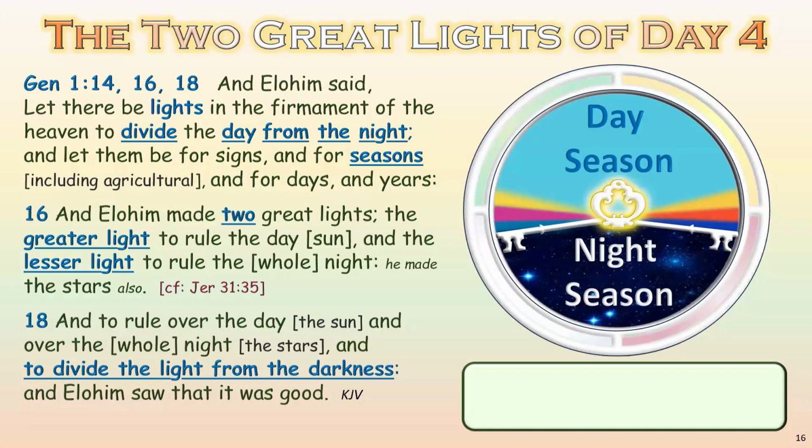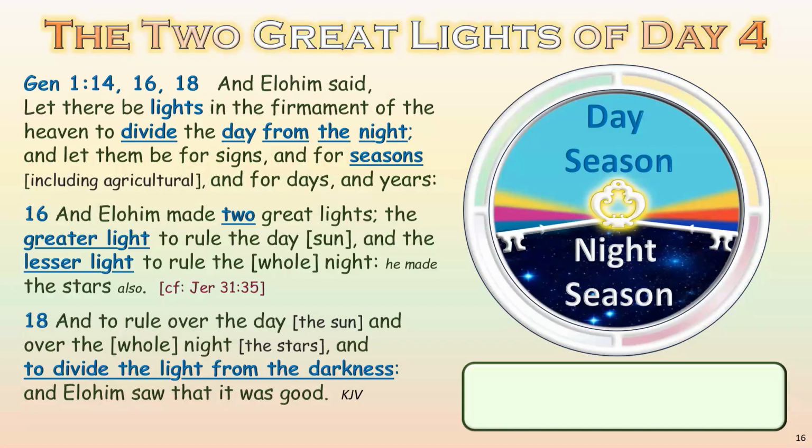And Elohim made 2 great lights. The greater light to rule the day, that's the sun. We read that in Jeremiah 31:35. And the lesser light to rule the whole night. And he made the stars. There are other stars besides the Mazzaroth. This lesser light is the one great Mazzaroth light. One. And then there are some other stars.